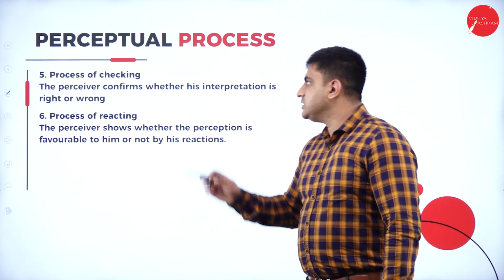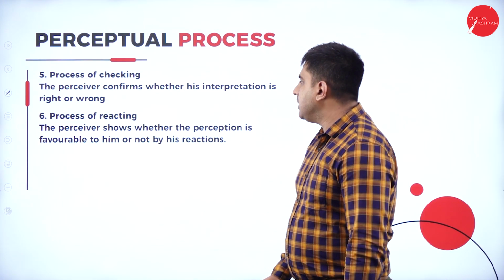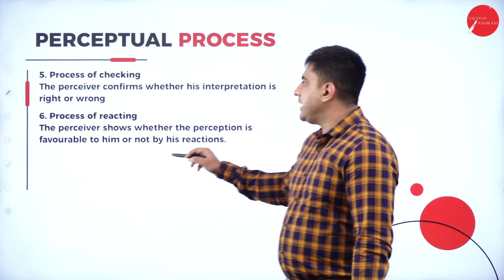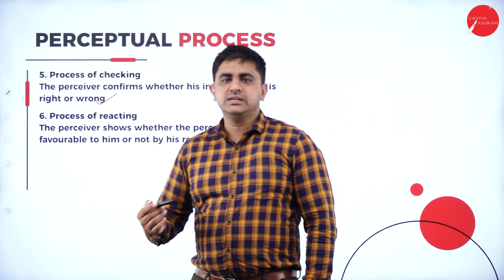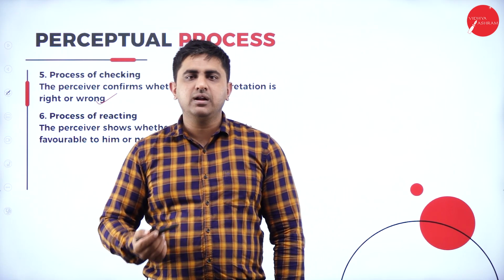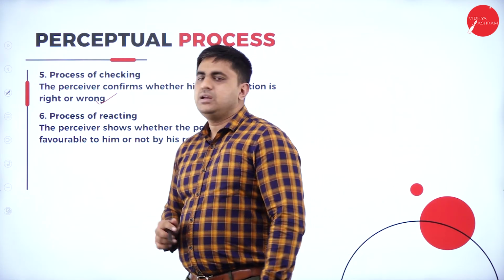Next, process of checking. The perceiver confirms whether his interpretation is right or wrong. So after interpretation, he just checks for himself whether it is right or wrong. This is called process of checking.